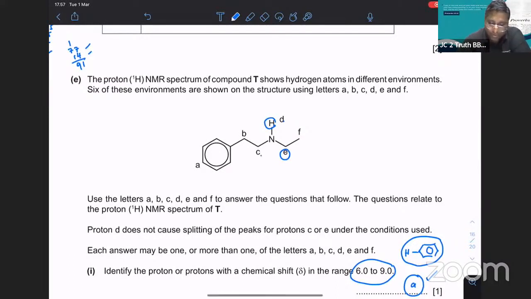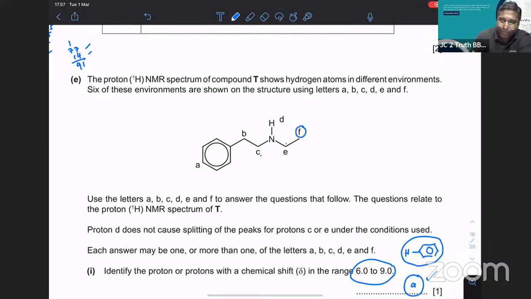Okay, let's actually talk about F. For F, the neighbor has 2 also. So the neighbor has 2, so E for F, yes. For E, they are going to be 3 hydrogen, therefore 4, so it cannot be E. Sorry, it's supposed to be F.